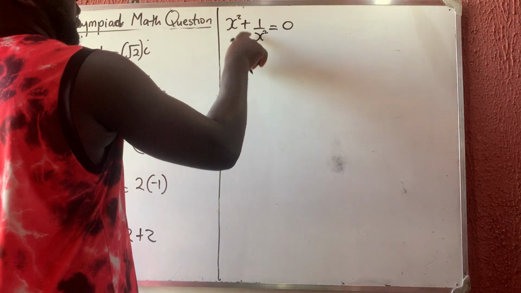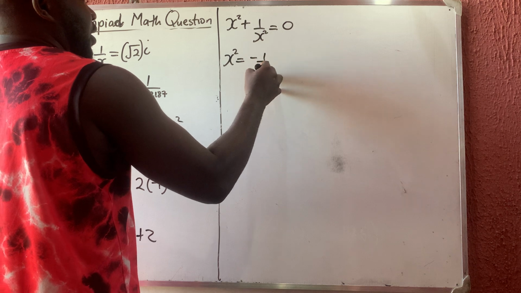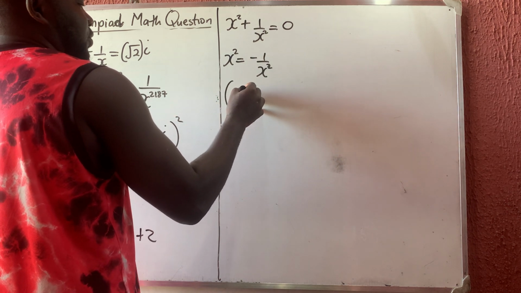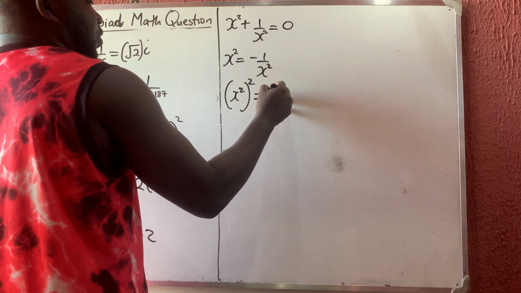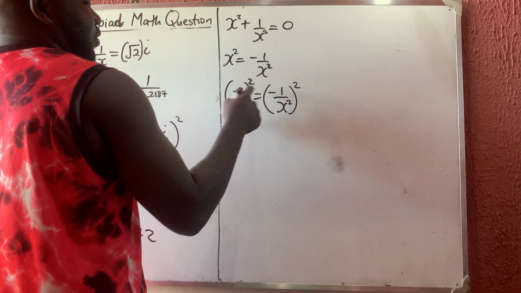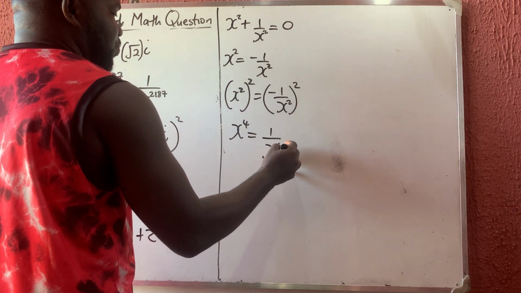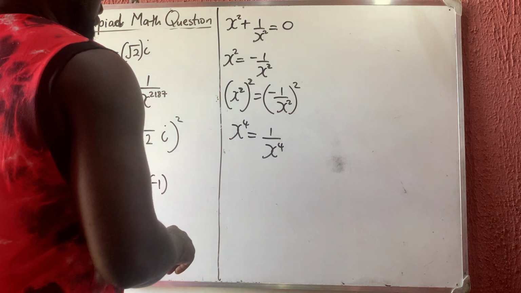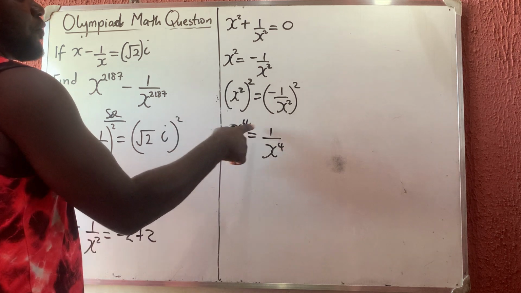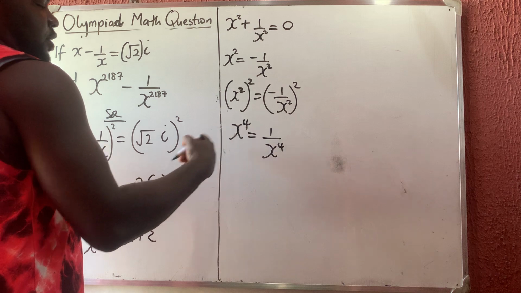Okay, now if I take this to this side, I'm going to have that x squared is equal to minus 1 over x squared. If I decide to square both sides, I'm going to have x squared all squared is equal to minus 1 over x squared all squared. So x raised to power 4 is equal to 1 over x raised to power 4. Now having this shows that x raised to power 4 is equal to 1. Believe me, right? So let us see if it is true.